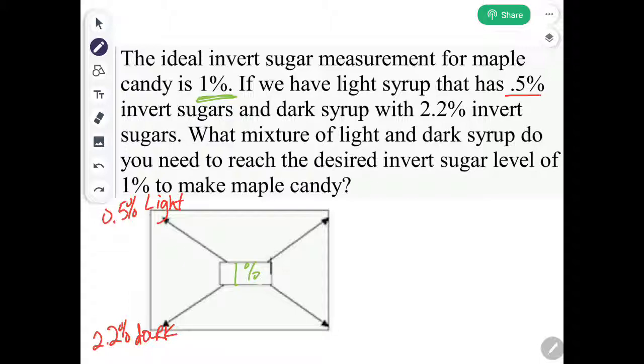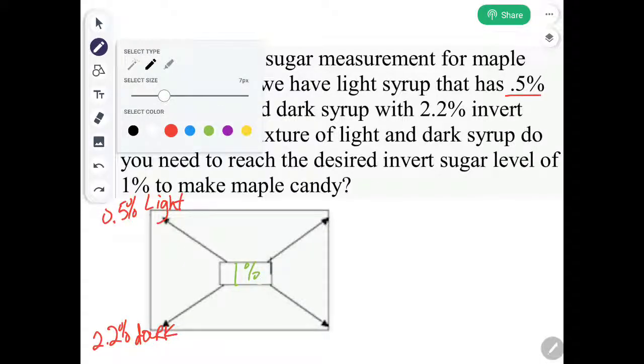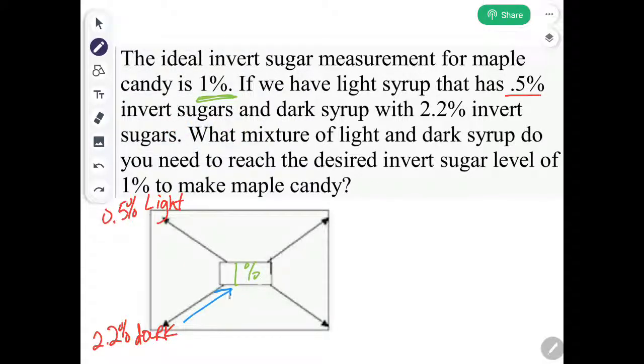The next process is to subtract across the diagonals. So we're going to subtract it this way, but it's going to be absolute value. So it's going to be 2.2 minus 1 is 1.2. And we're going to do the same thing across the other diagonal. But 0.5 minus 1 is negative 0.5, but we want it to be positive. So the absolute value of that is 0.5.